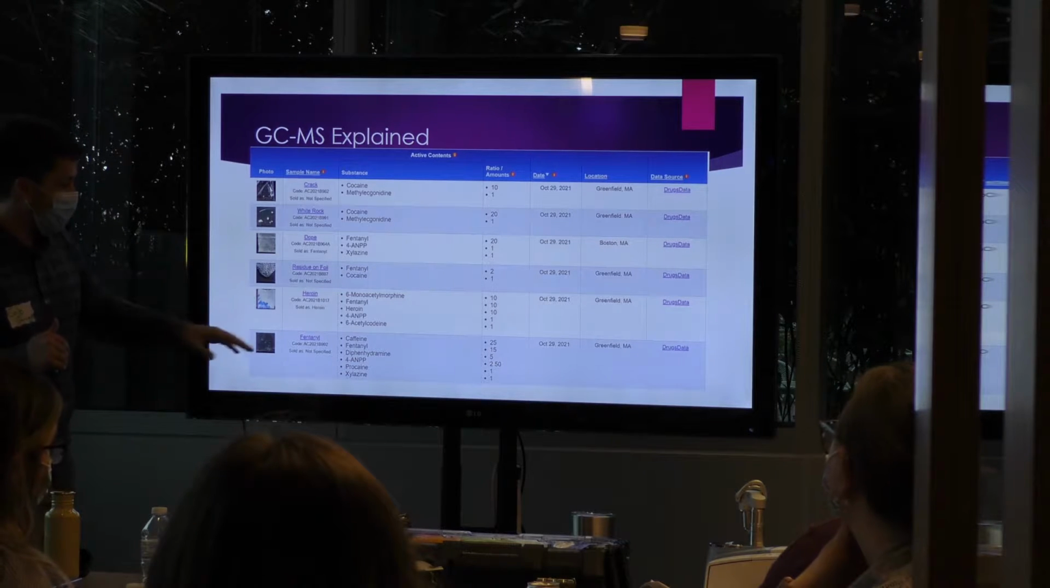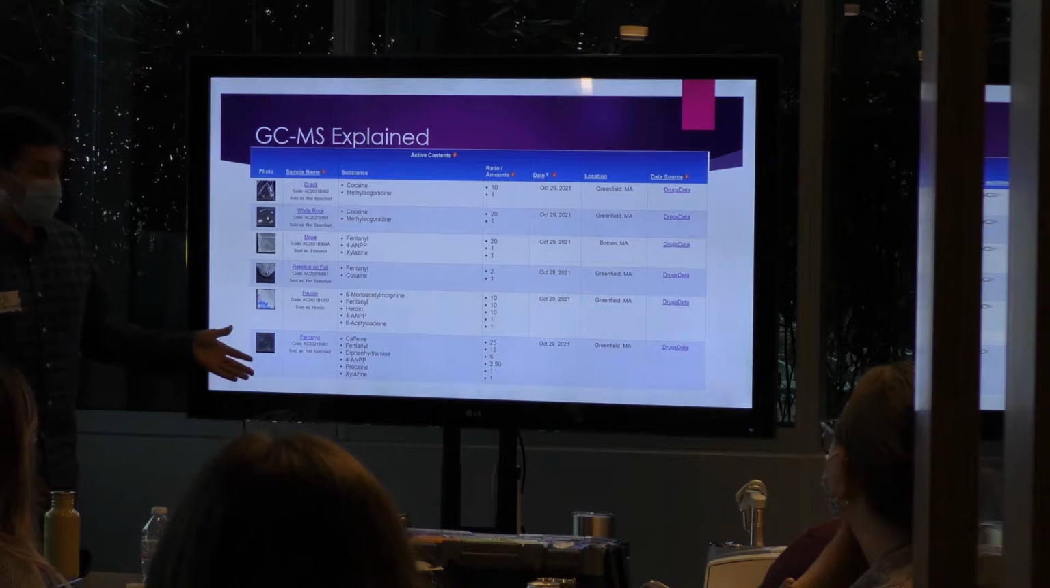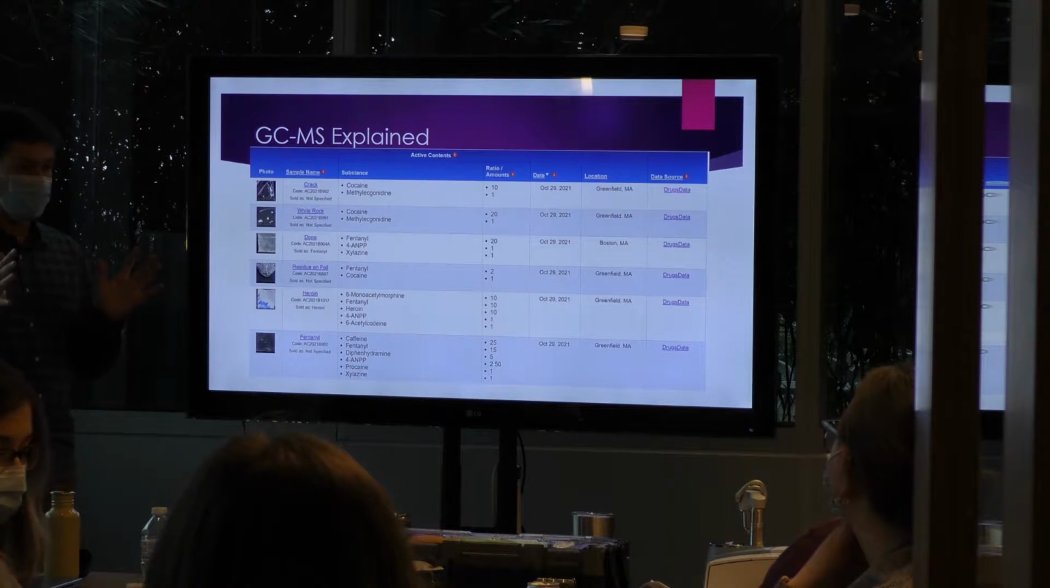And there's even greater examples like this one. It was 25 parts caffeine, 1 part xylazine. You cannot see that in FTIR. There's just no way, because it has a detection limit of about 5%.